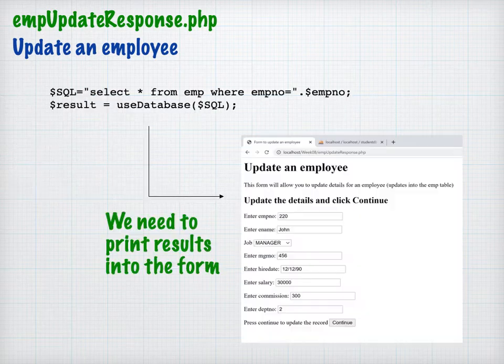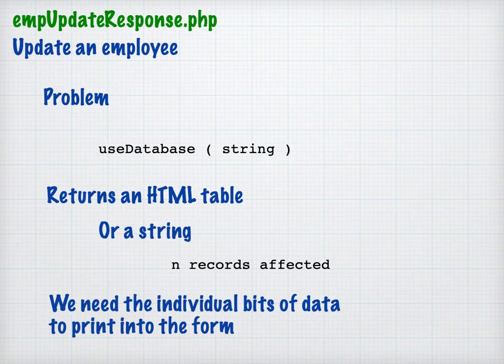Once we've got that, what we need to do is print what comes back into the form. So we'll have 220 John Manager, for example, and we need to print it into the form so it's then editable. Now we've got a problem here. Use database is a function that we use, and when we use it, it returns two things depending upon how we use it.